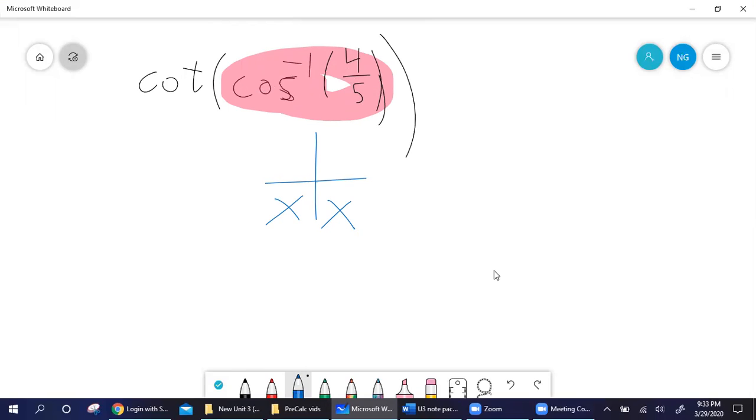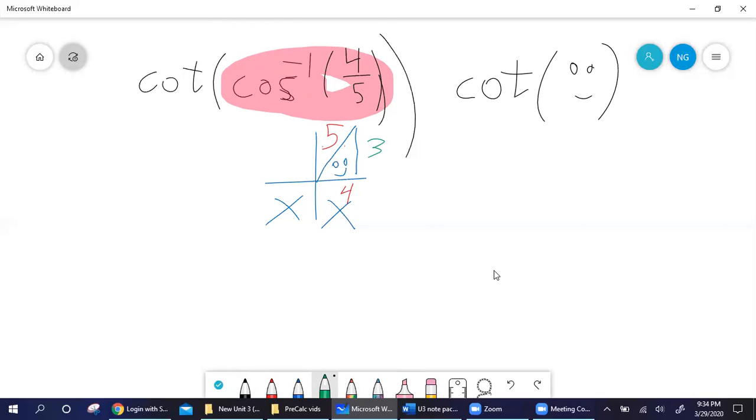So again, it's saying there's some angle, we'll call it happy face, such that the cosine is 4/5. That means the adjacent can be considered 4, the hypotenuse 5. So again, the answer to the pink highlighted stuff is angle happy face. So now I'm doing the cotangent of angle happy face. At no point do I actually care what the angle is. This is a 3, 4, 5 right triangle, so my missing side is 3.